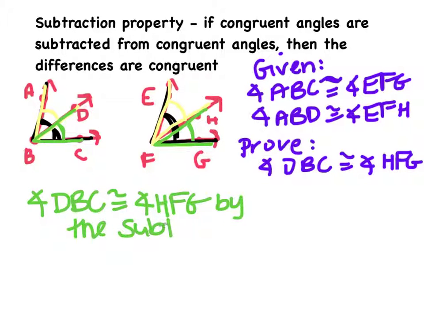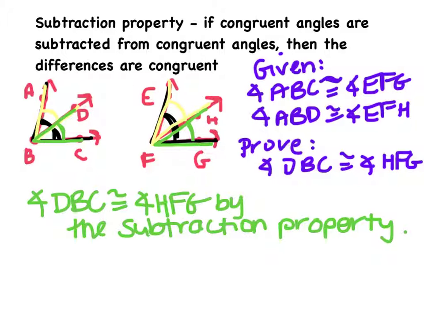And again, if you prefer to write out the subtraction property completely, you can say that if congruent angles are subtracted from congruent angles, then the differences are congruent, or you can just say that these angles would be congruent by the subtraction property.